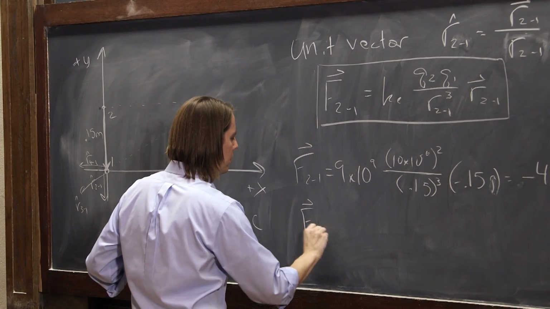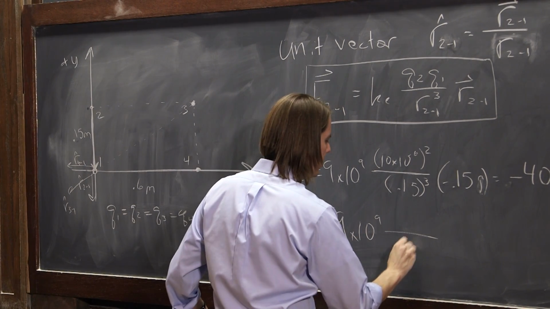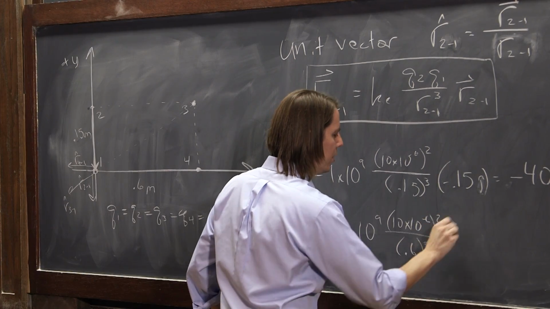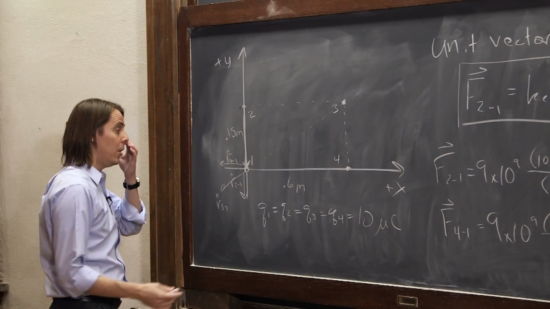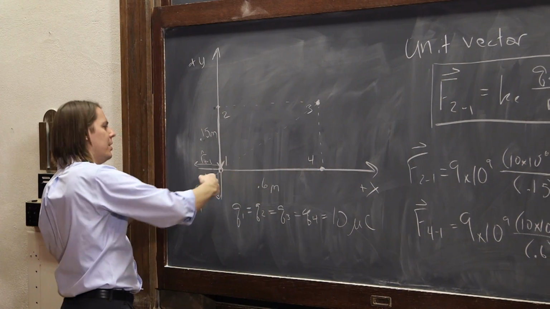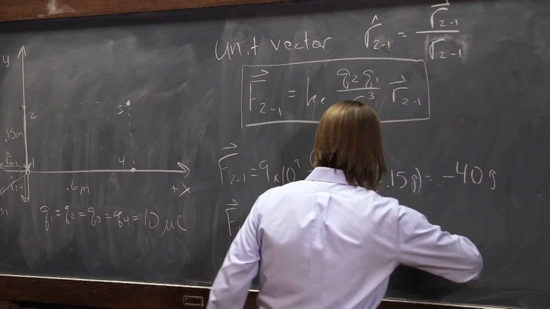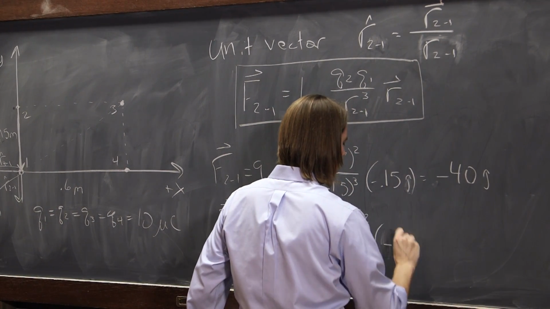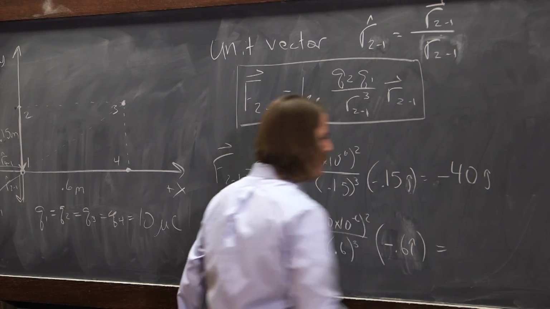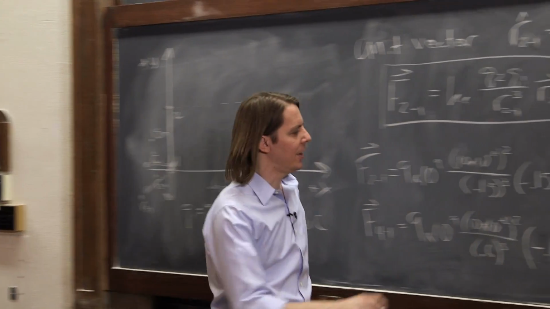And it's the same thing, 9 times 10 to the 9 over 0.6 cubed times, on the top we have 10 times 10 to the minus 6 squared, and then we just write the vector r 4,1. Well, that's minus 0.6 because it's this way, I hat direction. Minus 0.6 I hat. And that'll give you the same answer for that component, minus 2.5 in the I hat.